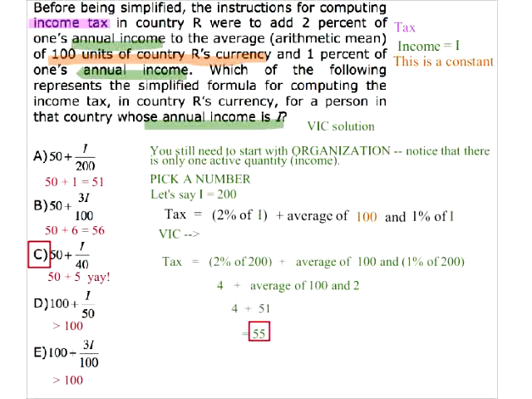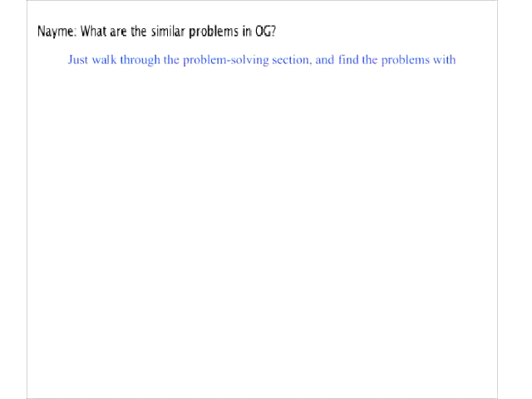Someone asks, what are the similar problems in the official guide? Well, I don't have a list right off the top of my head, but for this one, it's really just to go through the OG and find the problems that have lots of words in them. Just walk through the problem-solving section and find the problems with lots of confusing words. It's basically it, because it's an organization theme. So it really applies to anything where you have a lot of words flying around trying to confuse you. It's very general.